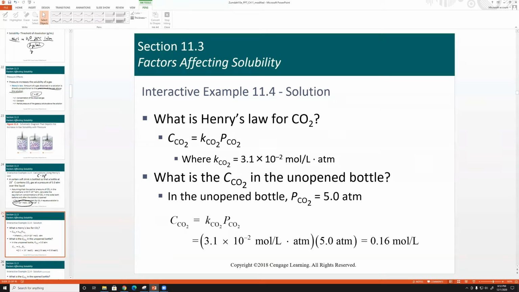So what is Henry's law? We know this is the Henry's law formula. And for the unopened bottle, you're going to have PCO2 being 5, because that is the headspace pressure of the CO2 in the closed bottle. Then that'll be 5 times your Henry's law constant, which equals 0.16 moles per liter. So that's the molarity of the CO2 when it's in the bottle.